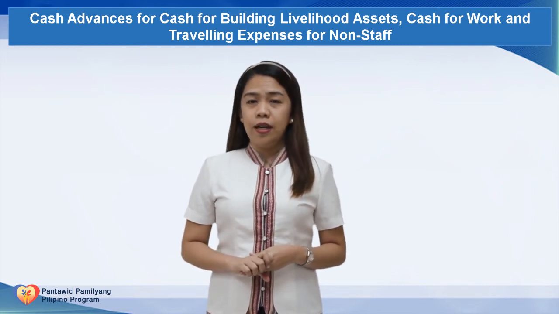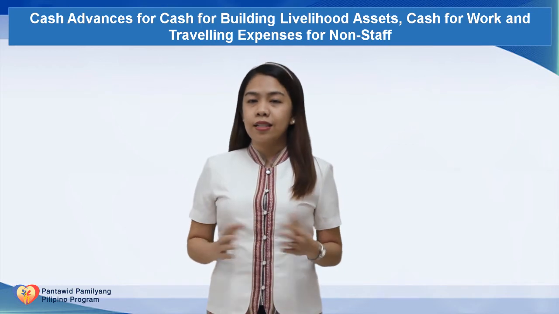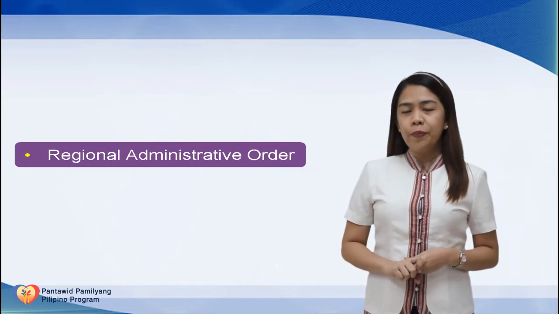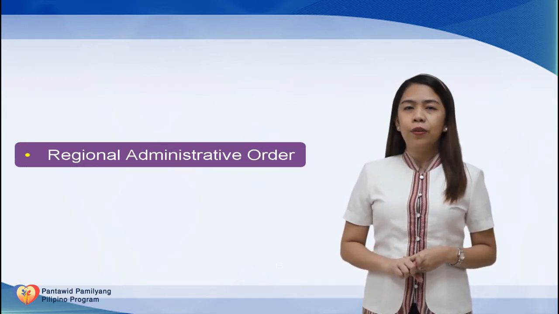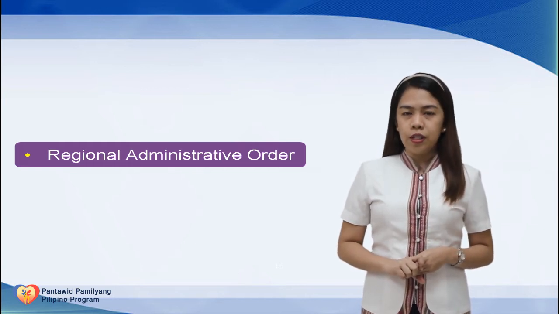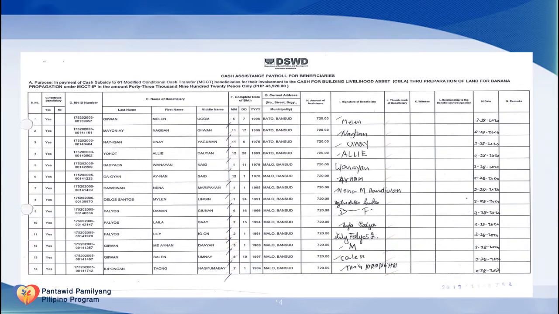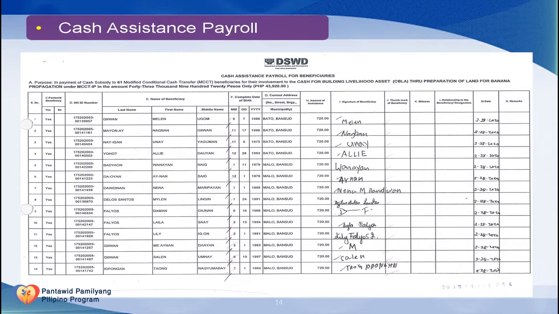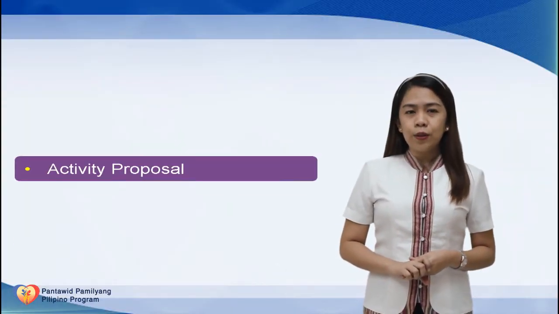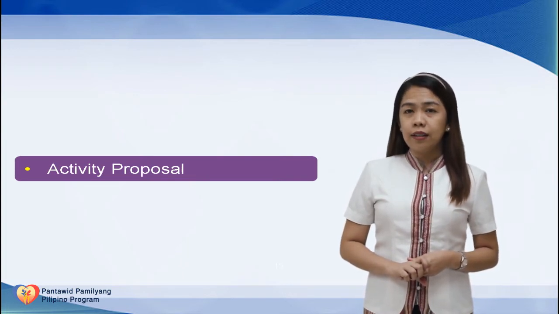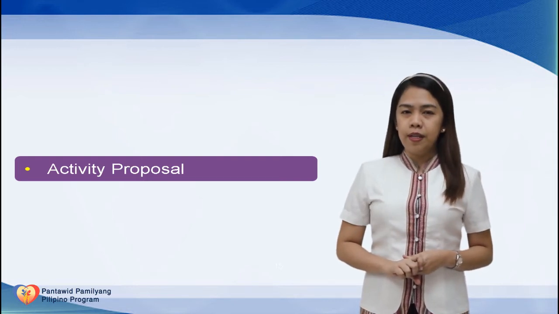This kind of cash advance requires the same attachments except for the following. First, Regional Administrative Order. This document is intended for the authority to pay our partner beneficiaries. Second, cash assistance payroll. This document provides a list of beneficiaries that are entitled to receive a specific amount of cash. And lastly, activity proposal. This is used to verify if the activity conducted was in accordance with the approved work and financial plan, or WFP.